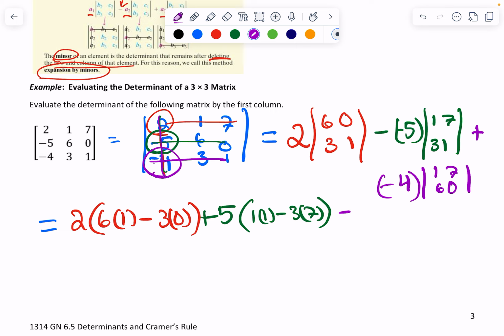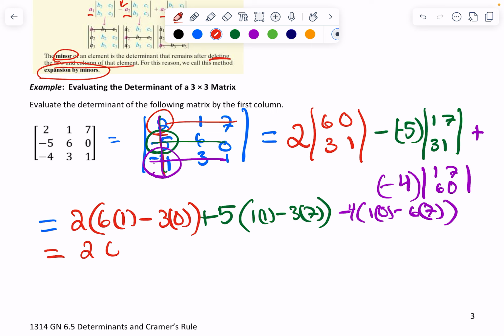Okay. And then we've got 1 times 0 minus 6 times 7 and close parentheses. Where's my 4? I missed my 4. There we go.